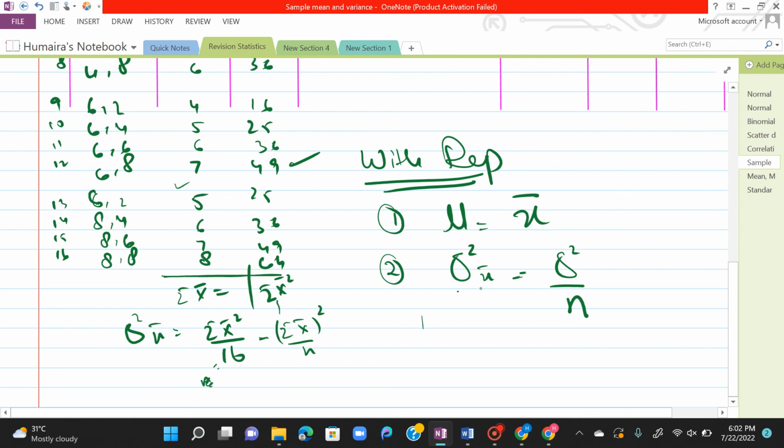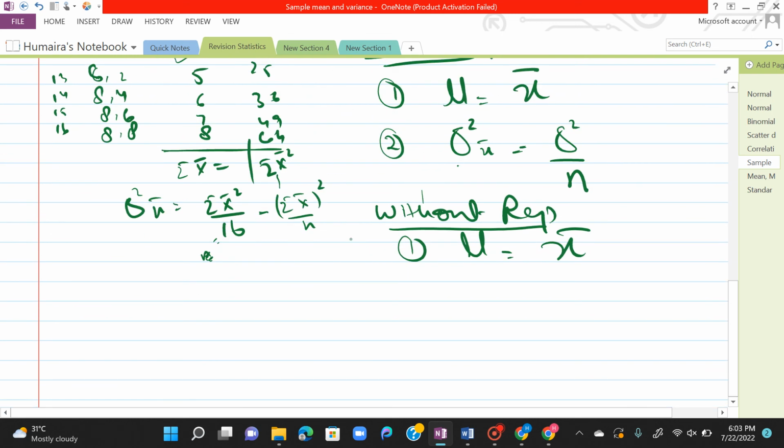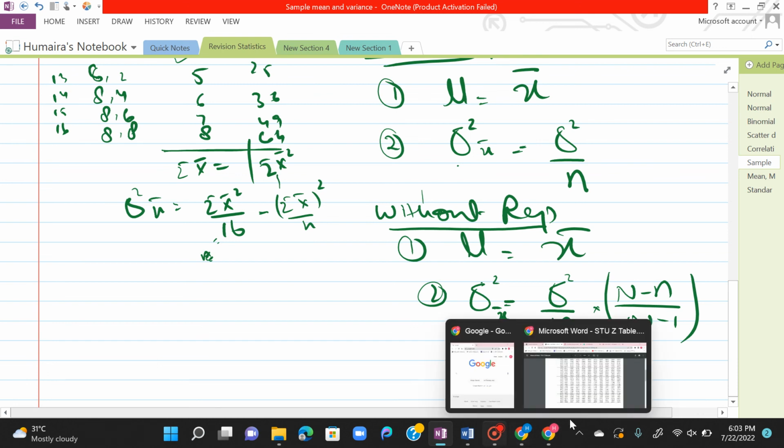So this result you need to prove for with replacement. For without replacement, the result you are going to prove is first that mu will be equal to x bar, and the other one is that the population variance, divided by n and multiplied by the correction factor (N minus n) upon (N minus 1), will be equal to the sample variance. And again, the sample variance formula is this thing. All right, so you can try this. Write in the comments if you have any issues, then I am going to solve it for you people.